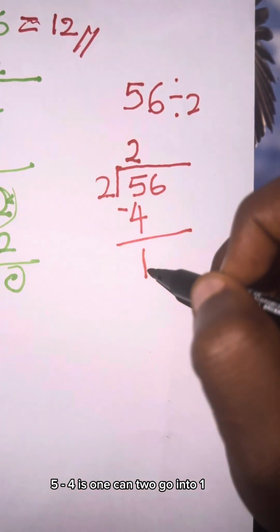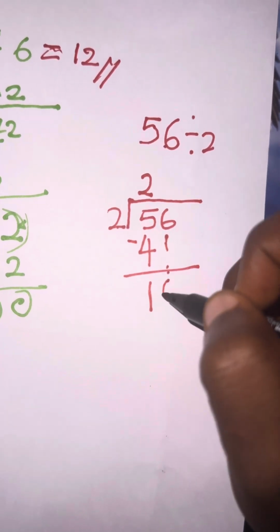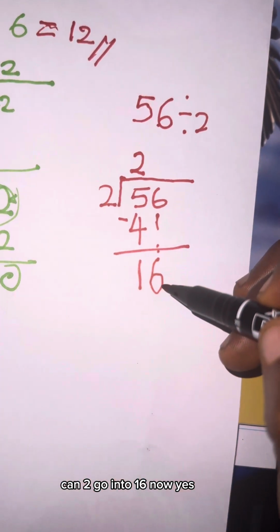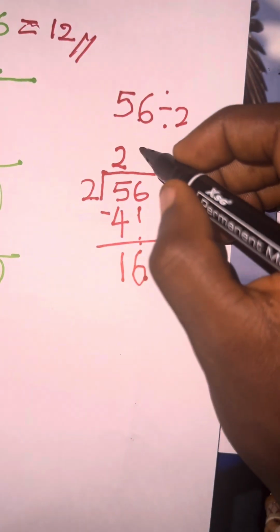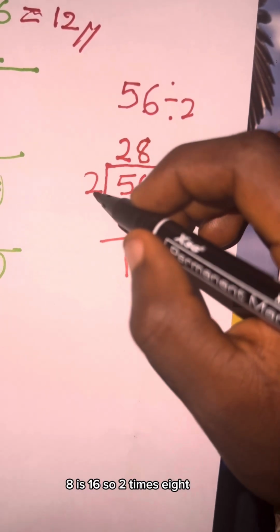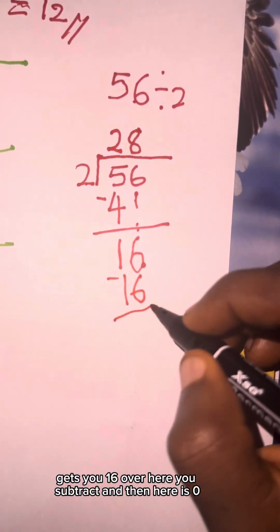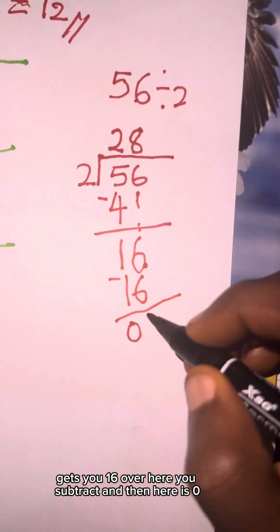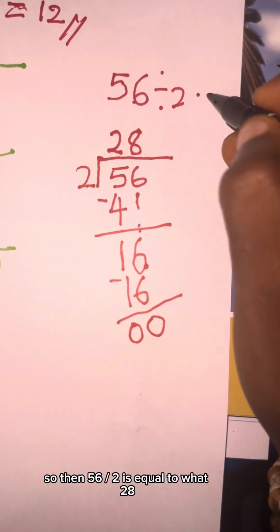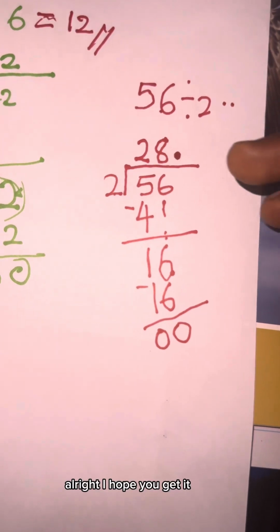Can 2 go into 1? No. So you bring the 6 down here. Write your 6 nicely here. Can 2 go into 16 now? Yes. How many times? 8, because 2 times 8 is 16. So 2 times 8 gets you 16 over here. You subtract. And then here is 0. 16 minus 16 is what? 0. So 56 divided by 2 is equal to what? 28.